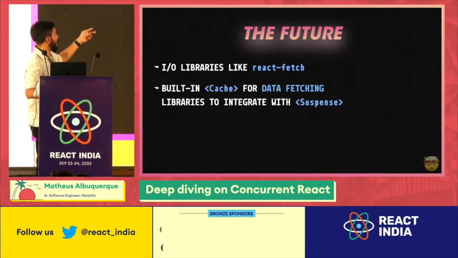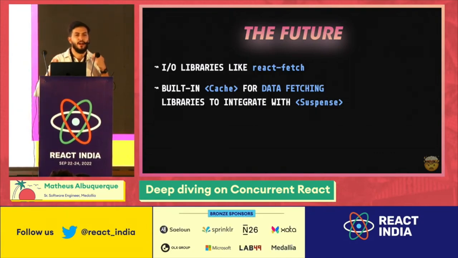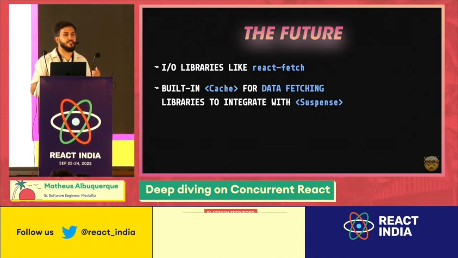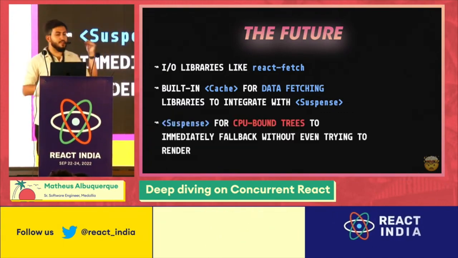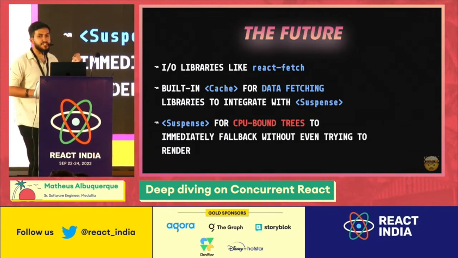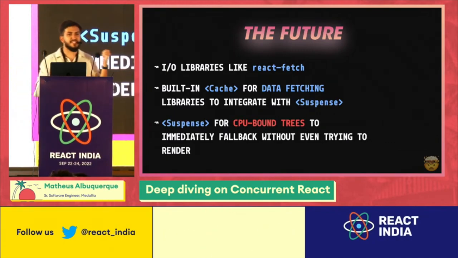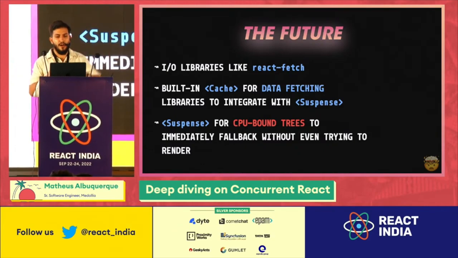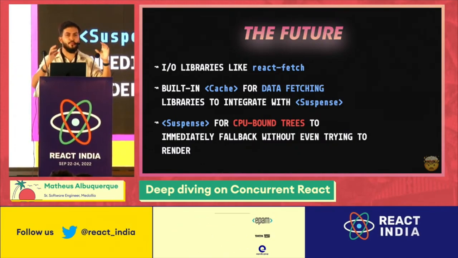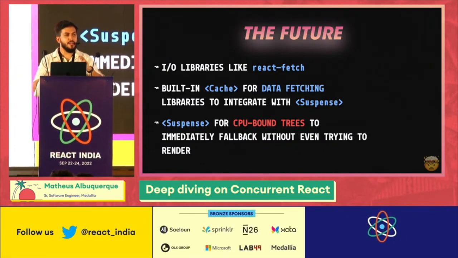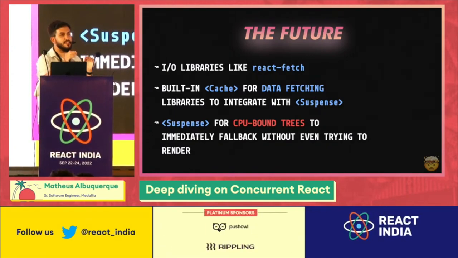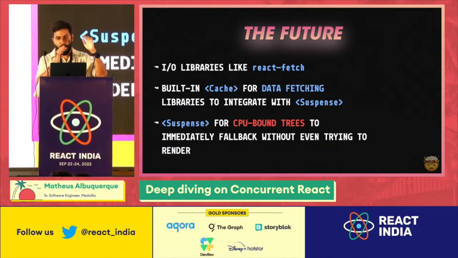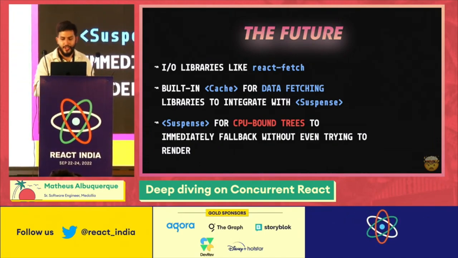We're going to have the cache components to allow data fetching libraries to properly integrate with Suspense, for better integration. This is one of my favorite ones. We're going to have Suspense for CPU bound trees. So that's kind of like, you check your code and you know which operations are going to be really heavy. So you just add one extra prop in Suspense, and that's going to fall back immediately without even trying to render that CPU bound tree. And then it's going to render the fallback, and then it goes after rendering that.